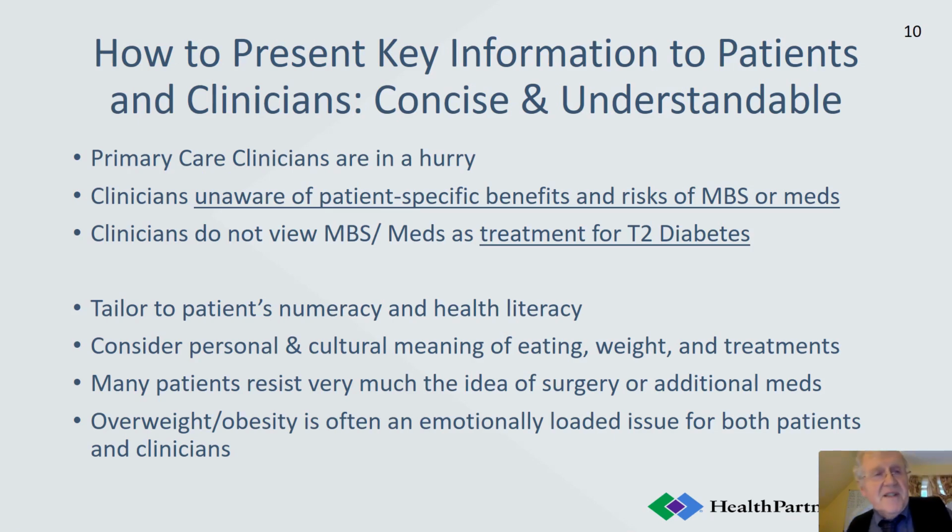So communicating stuff to clinicians is important and challenging, but it's even more challenging to communicate it to patients due to issues related to numeracy and health literacy, personal and cultural meanings of eating, weight, and treatments for obesity, patient resistance, the idea of taking more medicines, and certainly of having surgery. A lot of patients run out of the room screaming if you mention the possibility of surgery for almost anything. And then there's the issue that obesity and overweight are such emotionally loaded issues, not only for patients, but also for clinicians. Next slide.